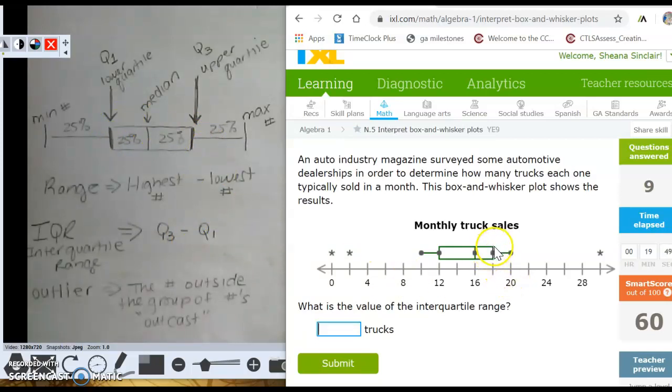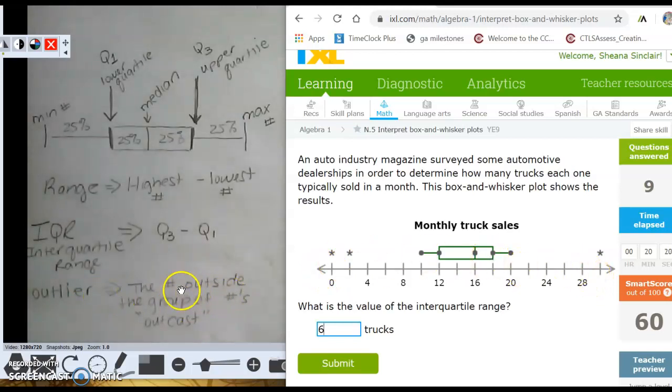So we're looking at the right-hand side of the box minus the left-hand side of the box. So let's look at the scale and see what they're counting by. It seems as if they're counting by 2, so 12, 14, 16, 18. So this is represented by 18, and then we're going to subtract 12. So 18 minus 12 would give us 6. So 6 trucks.